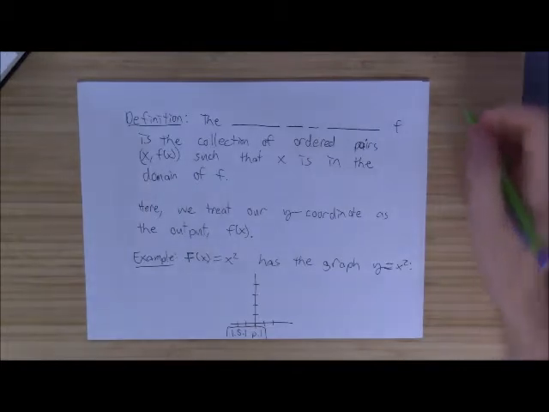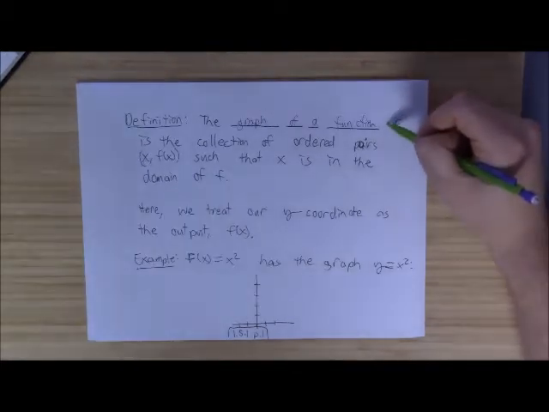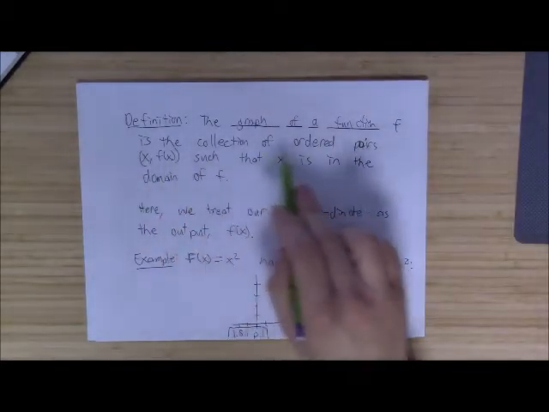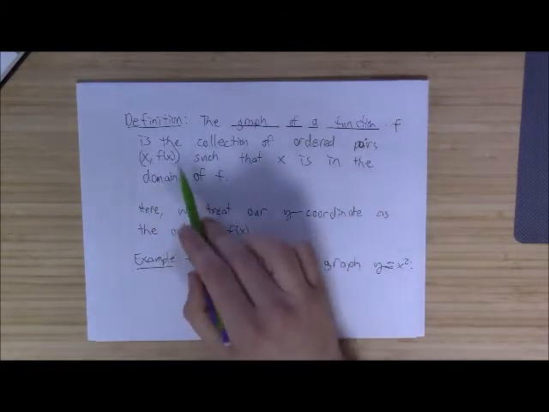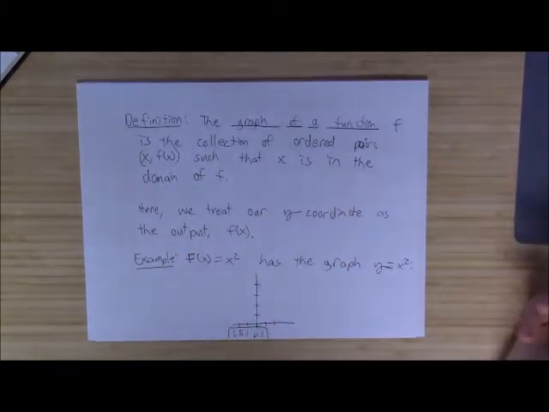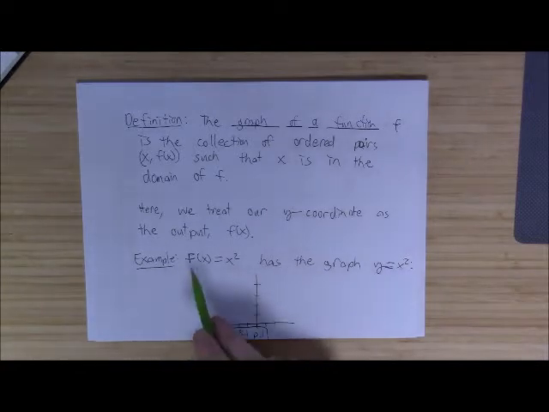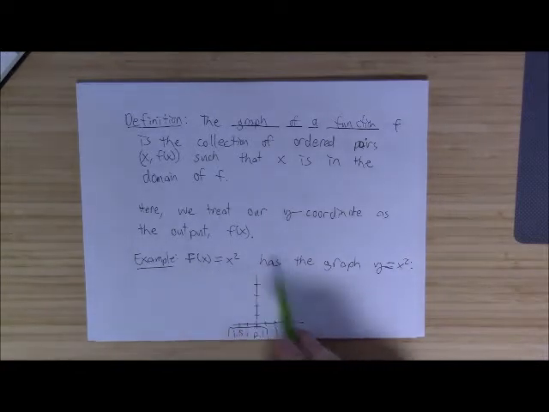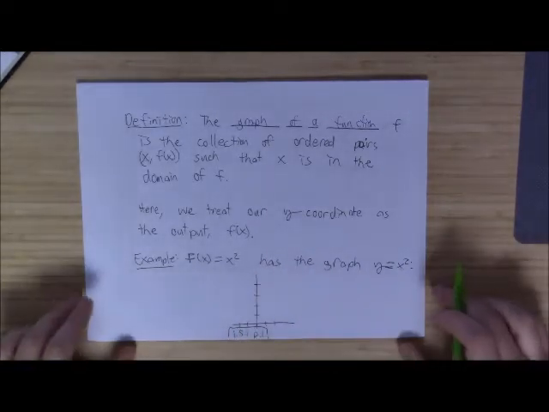Okay, in this video we're going to start talking about the graph of a function. What we mean by the graph of a function f is the collection of ordered pairs (x, f(x)) such that x is in the domain of f. Here the basic rule of thumb is that we're treating our y-coordinate as the output f(x). So for example, f(x) = x squared really has the graph y = x squared.